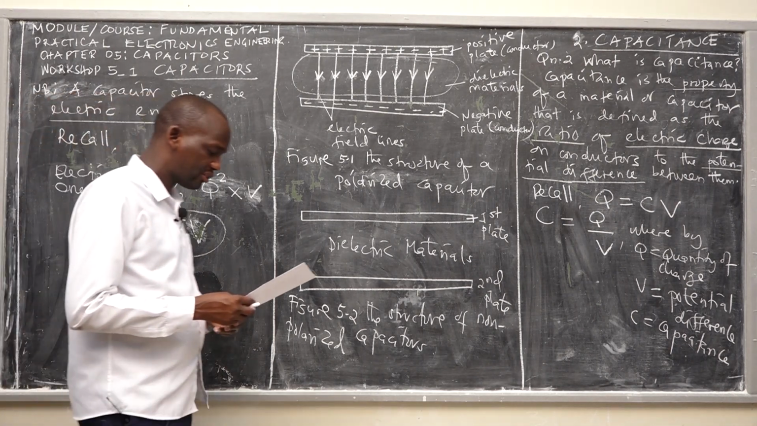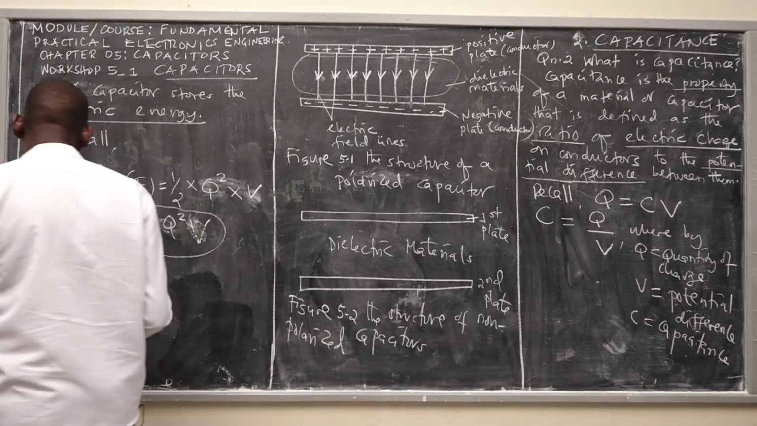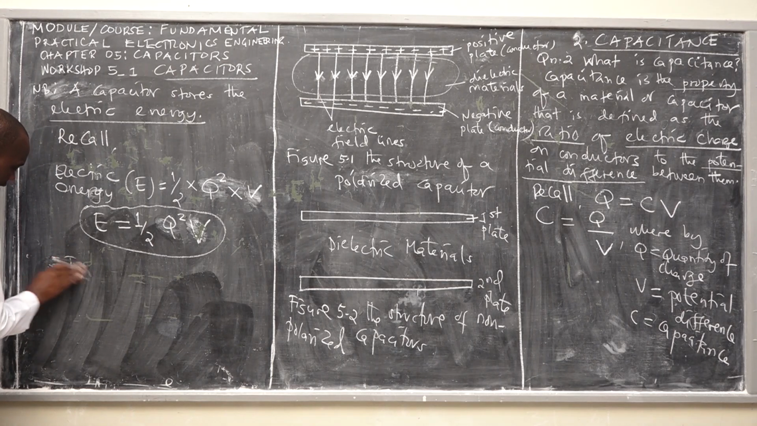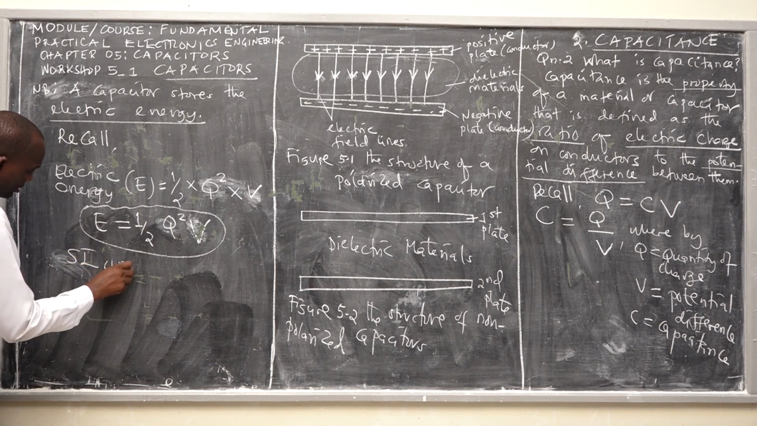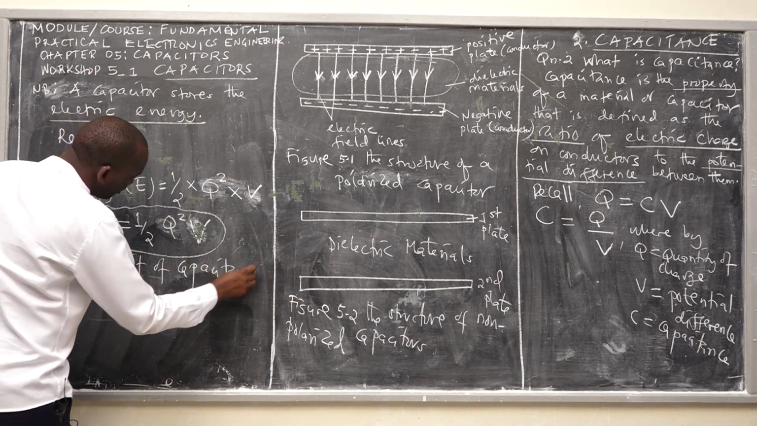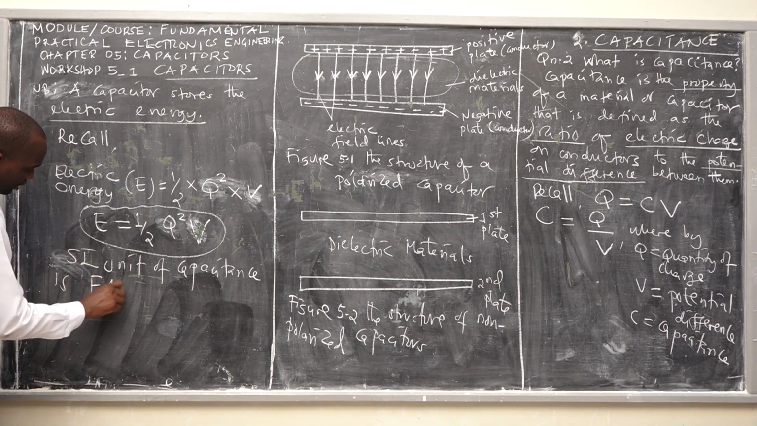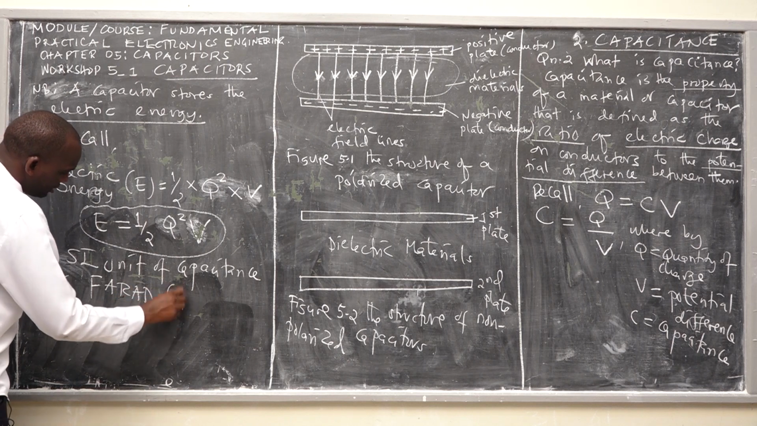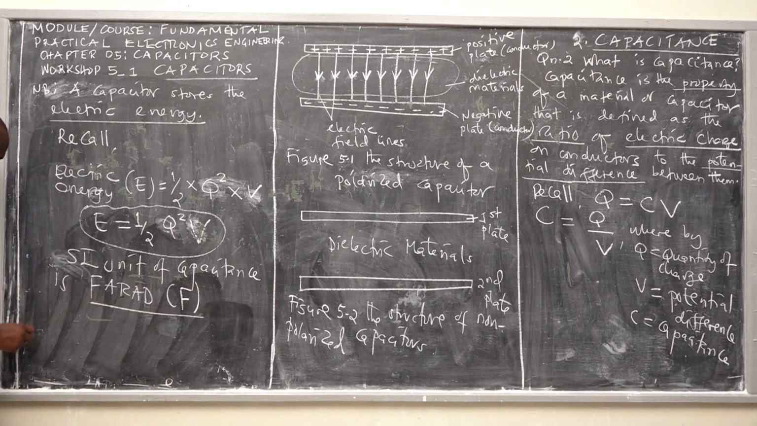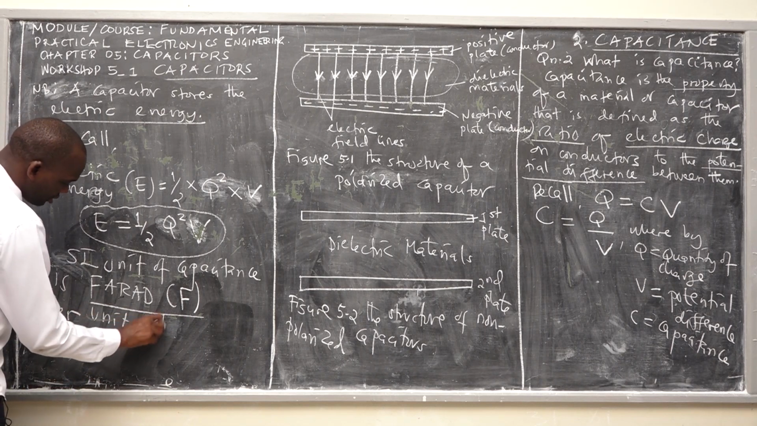Then, after we have covered that, what is the SI unit of capacitance? That's very important. The SI unit of capacitance is the farad, for which you use capital F. What are the other units? Most capacitors are not made in farad, so most capacitors are made in other units of capacitance.